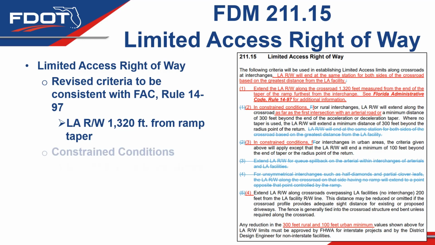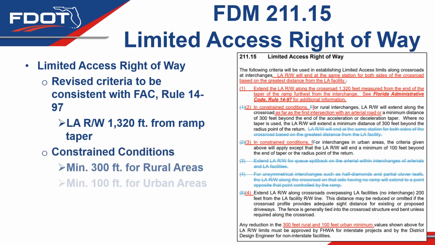The minimum distances of 300 feet for rural areas and 100 feet for urban areas, as established in the AASHTO Green Book, can still be applied under constrained conditions. Any reduction below these constrained condition values will need to be approved by FHWA for interstate projects and by the district design engineer for non-interstate facilities.